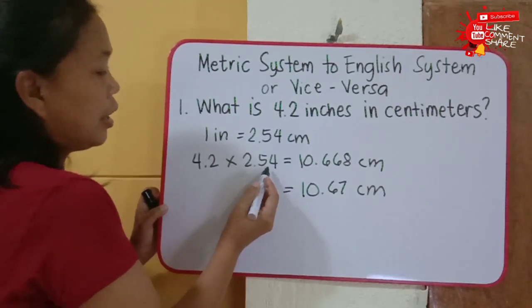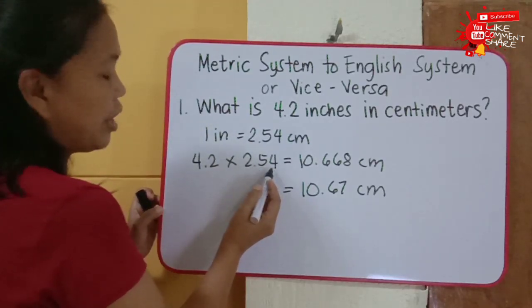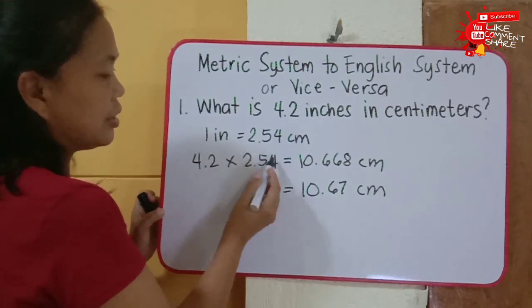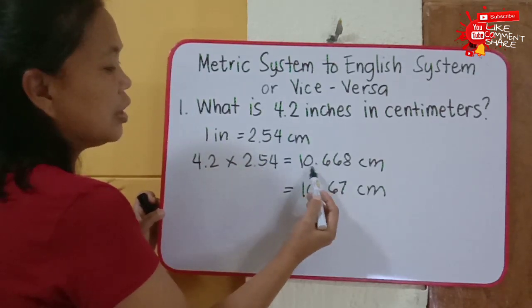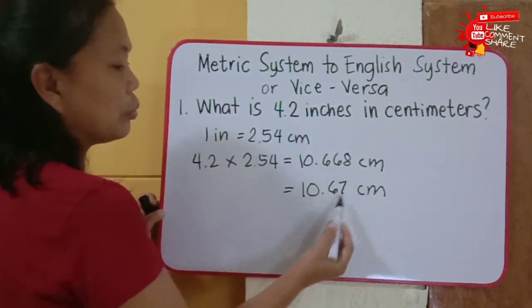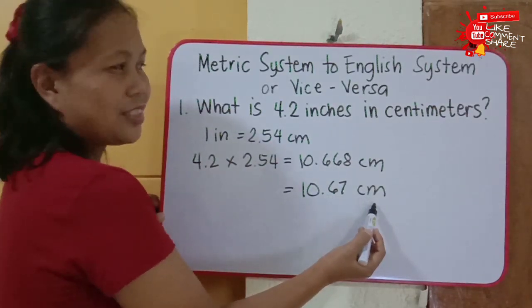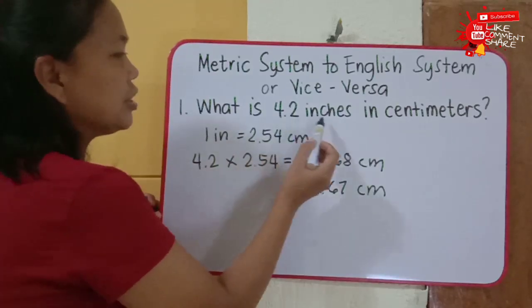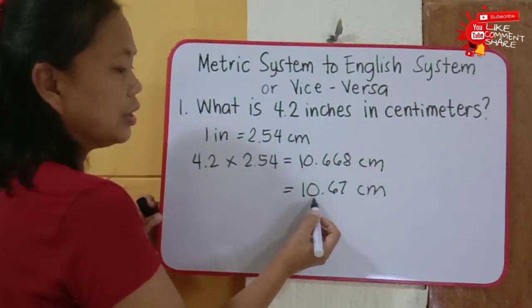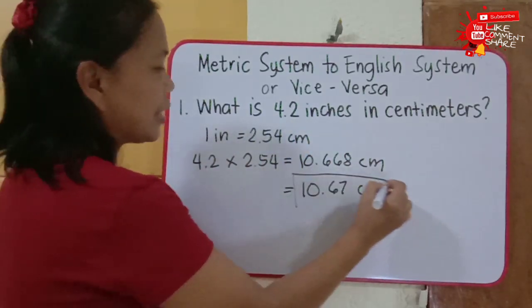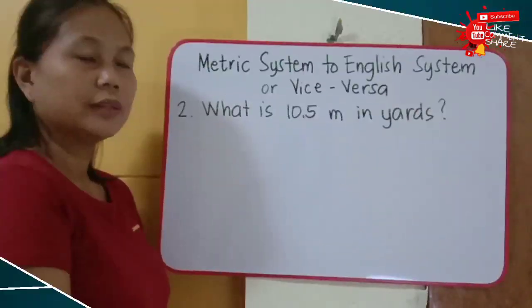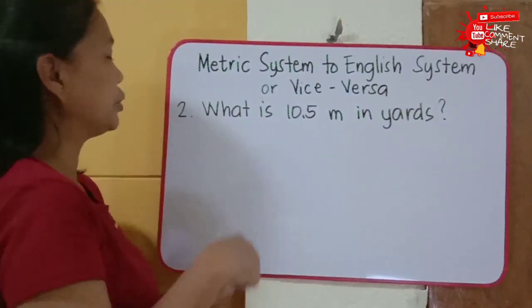So this is 2.54, so we have 2 decimal places. We follow these decimal places, so we round off 10.668 to 10.67 centimeters. So therefore, 4.2 inches is equal to 10.67 centimeters. Now let us have example number 2.